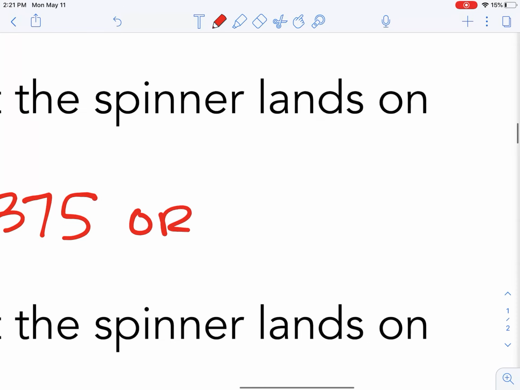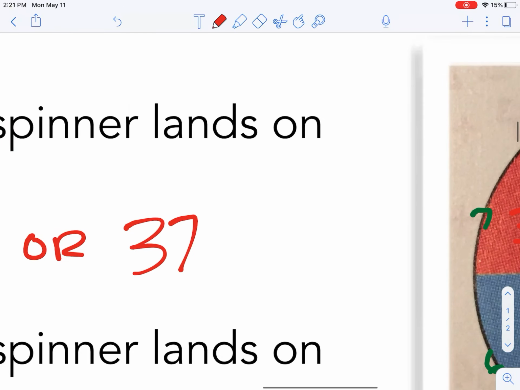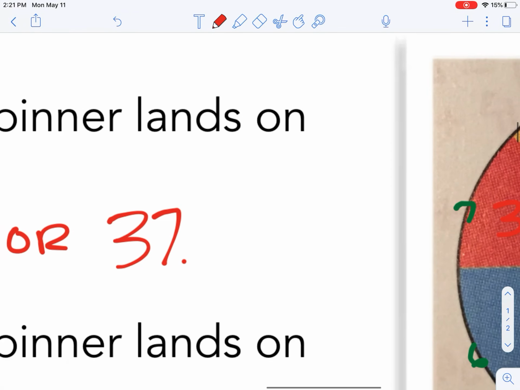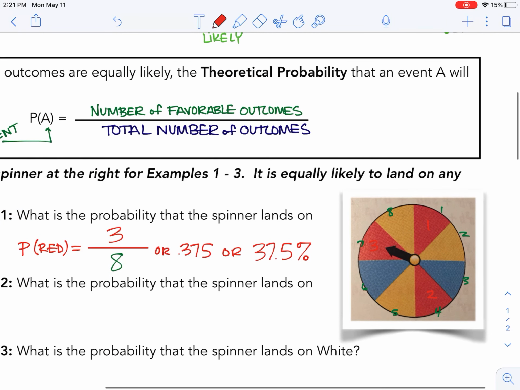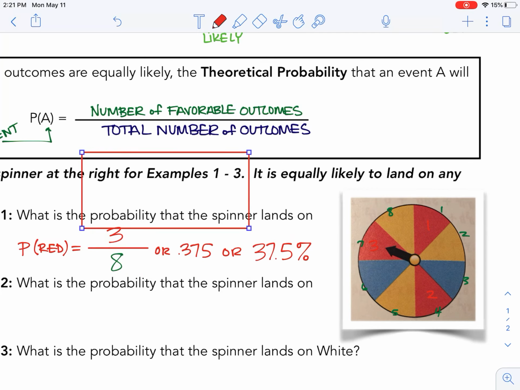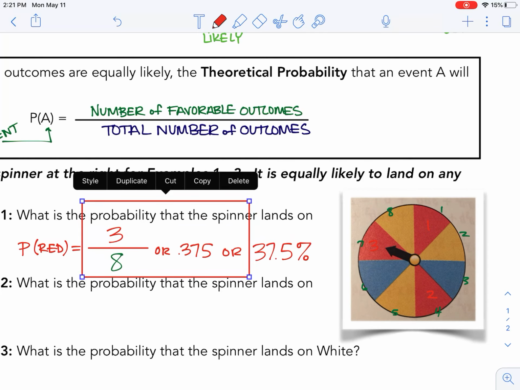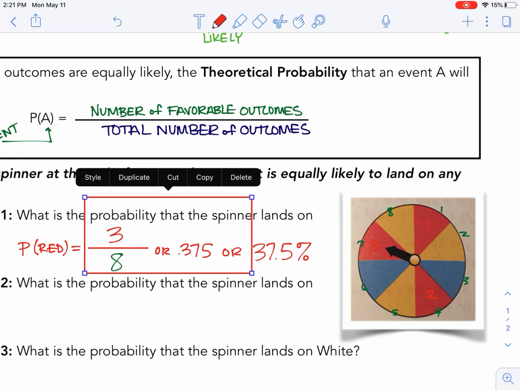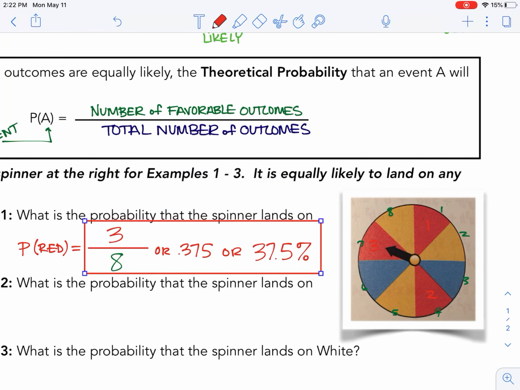And then lastly, you could write it as a percent, which is a very popular way to understand the likelihood of something. So if we put it in percent form by moving our decimal over, we would say there's a 37.5% chance that you spin the spinner and it lands on red. Now, we call this theoretical probability because it's in theory.